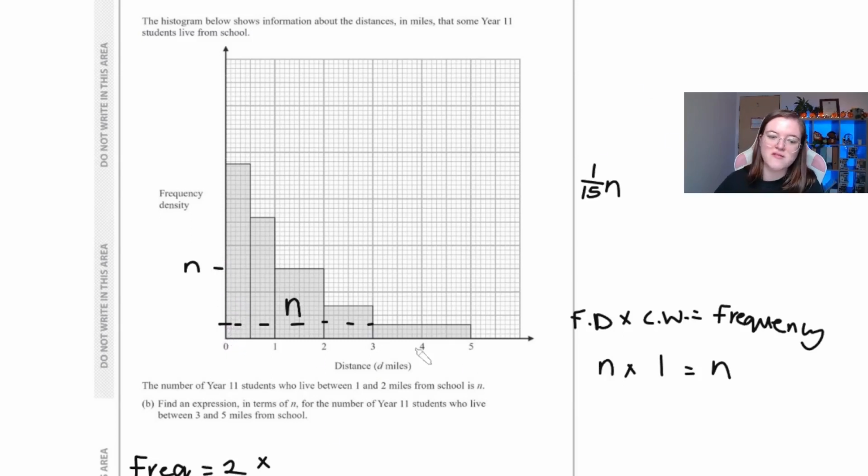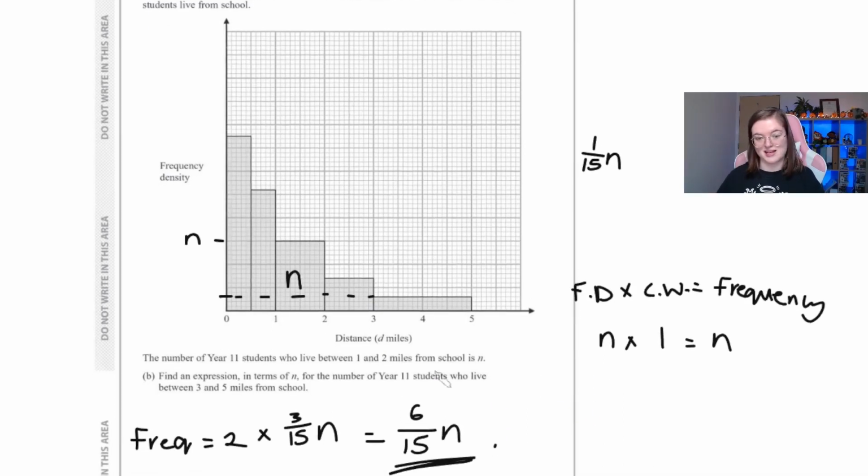So you have 3/15 of n, which means that if we times those together, 2 times 3/15 is 6/15 n. You almost can't see it. There we are. That is then your answer.